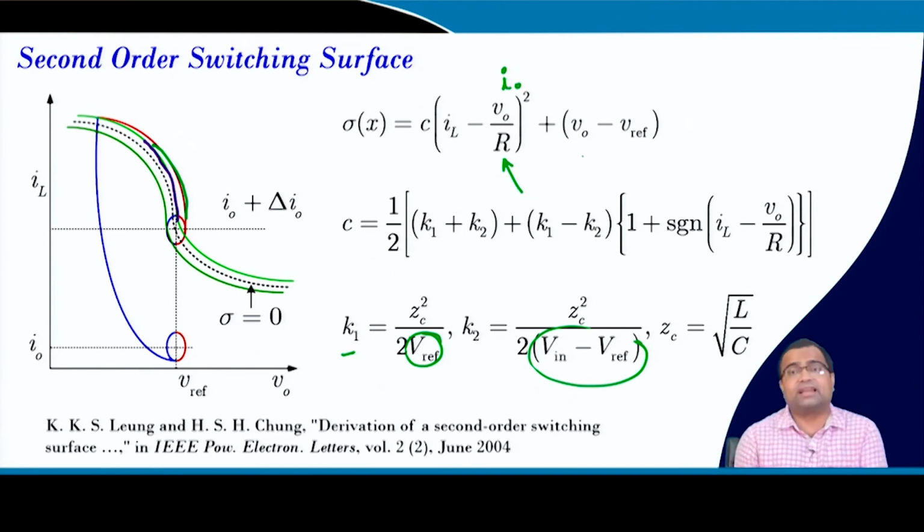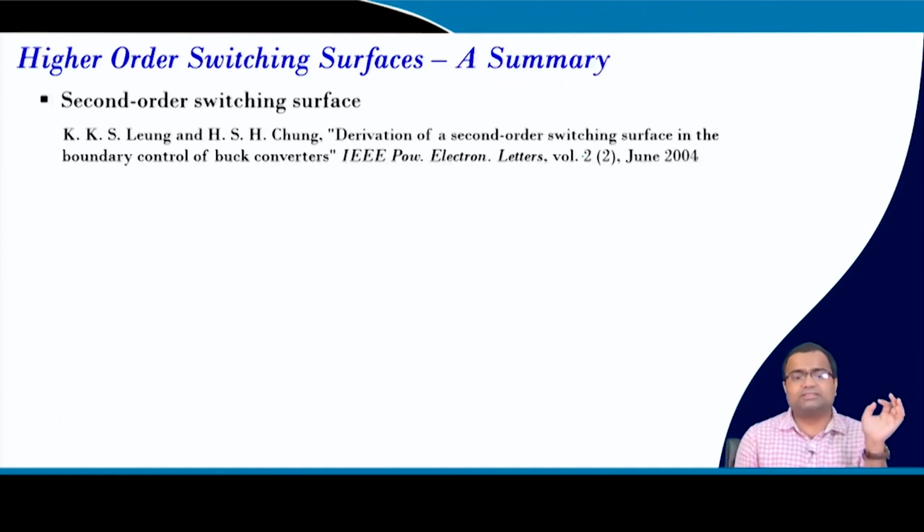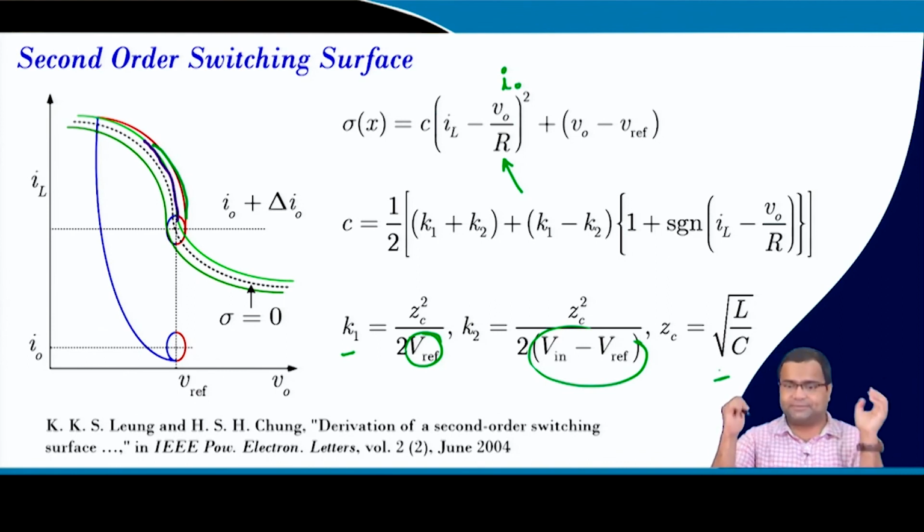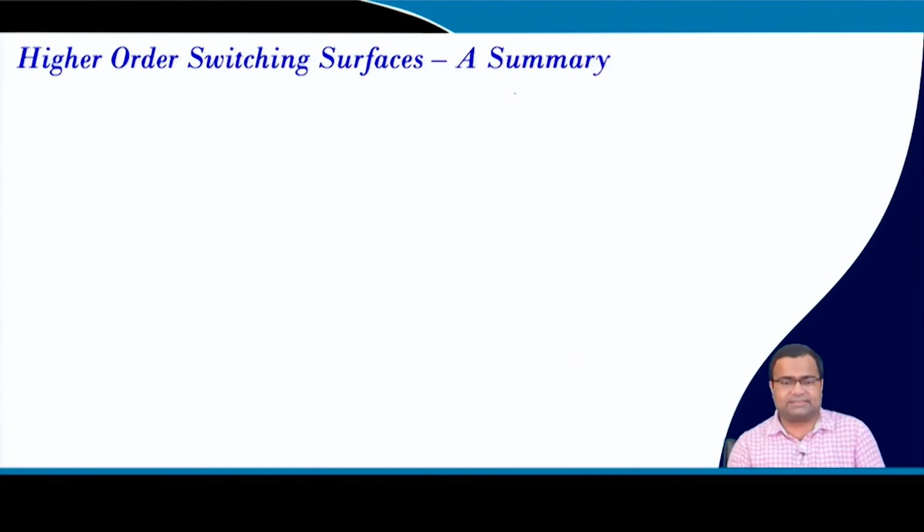So, this second order switching surface can achieve close to optimal performance. Here also you need to sense the load current. Now, higher order switching surface: a second order switching surface can go close to optimal performance for a given parameter, which depends on the input and output voltages and characteristic impedance, and this is generally set from the design. But the implementation requires load current for this case.